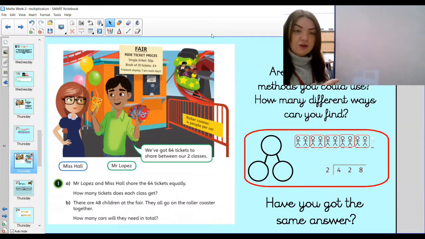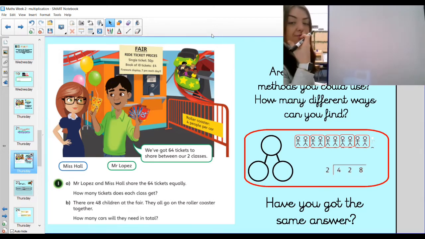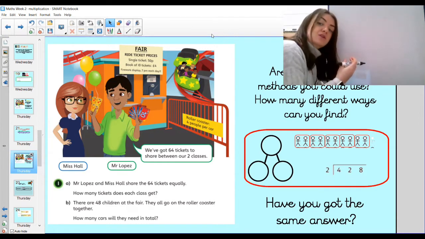Okay, so hopefully you've had a go at that. So the first method that I'm going to focus on is my partitioning method. We did exactly the same method for our multiplication. We're going to use the same method to divide.